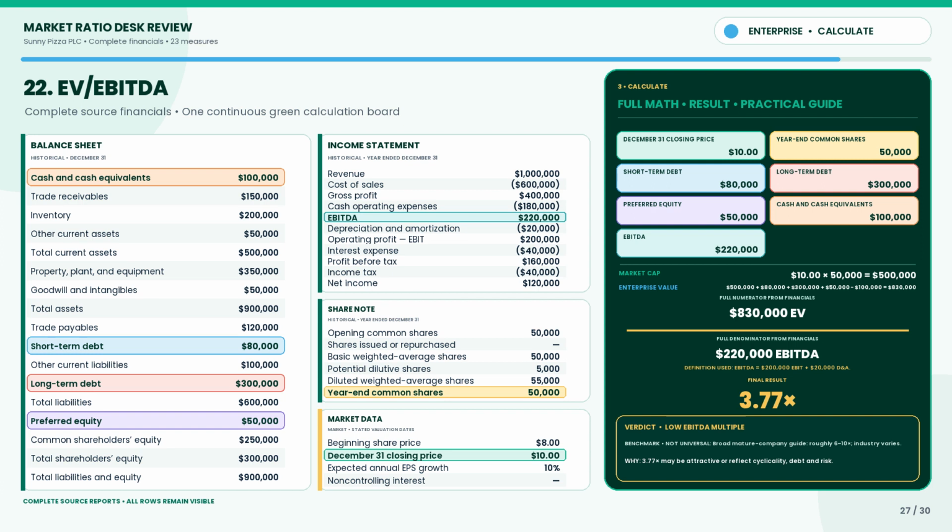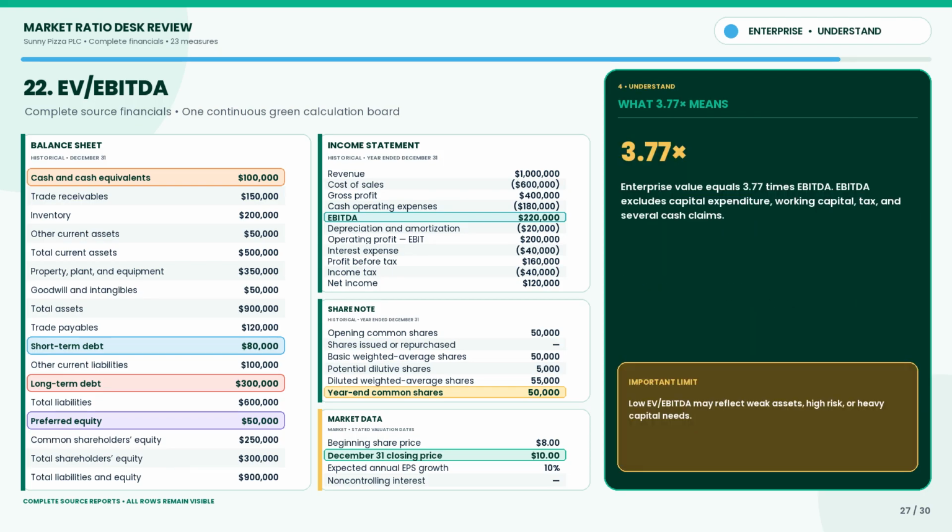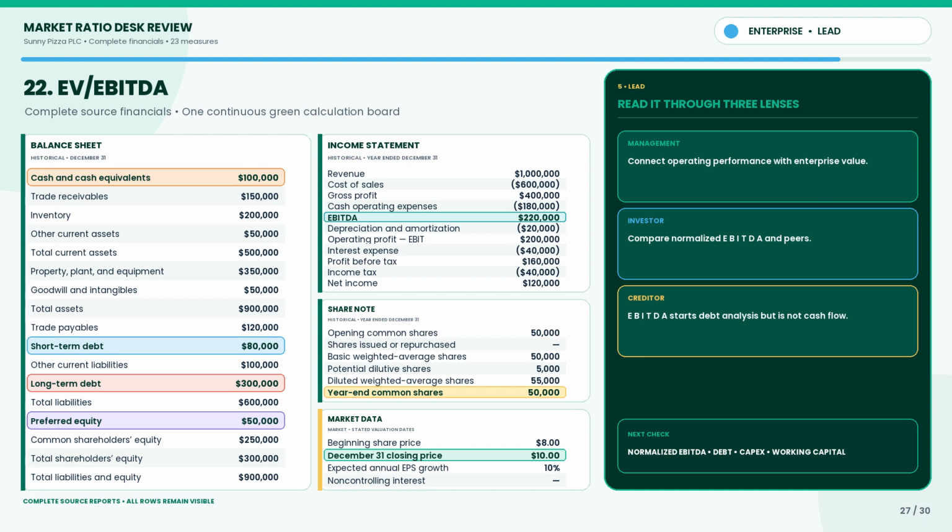The market uses this multiple to compare companies with different debt and tax structures and to evaluate acquisition pricing. Management sees how operating performance influences enterprise value. Investors compare peers and normalized EBITDA. Creditors use EBITDA as one starting point for debt analysis, but EBITDA is not cash flow and ignores capital expenditure and working capital. EV to EBITDA can improve comparison across financing structures, but EBITDA is not cash flow. After reading 3.77 times, bridge it to operating cash flow, capital expenditure, leases, interest, and debt service. Compare normalized EBITDA with peers and verify every adjustment.